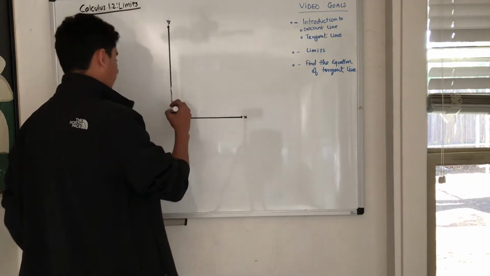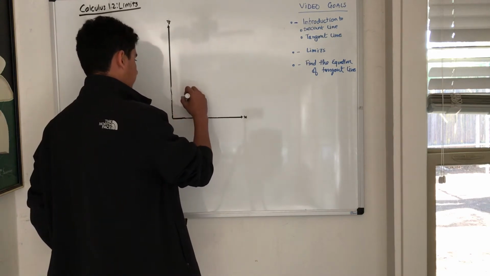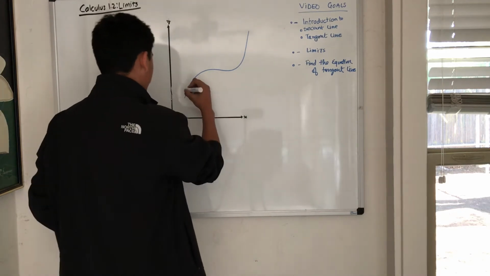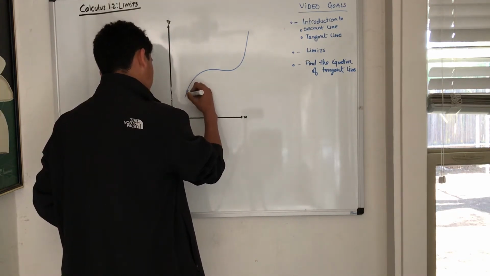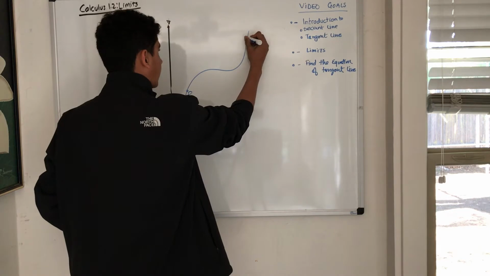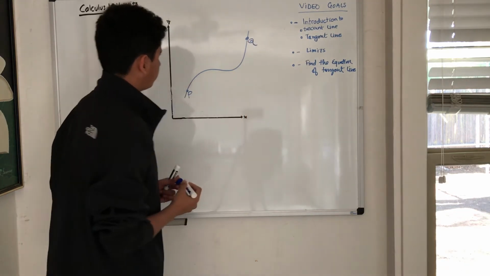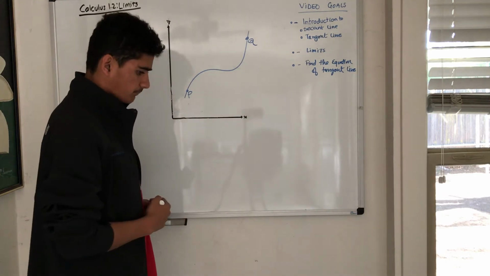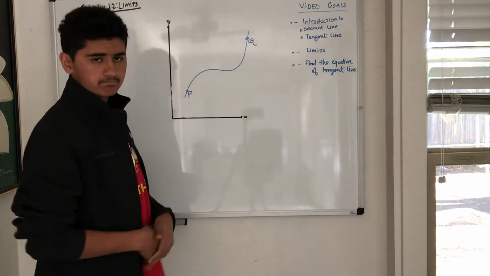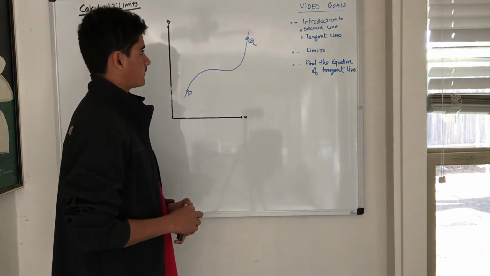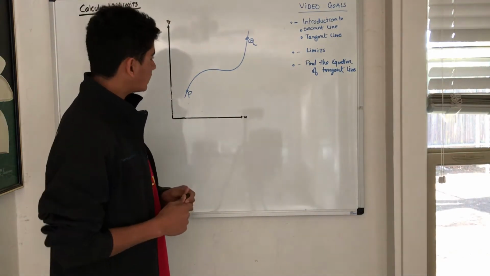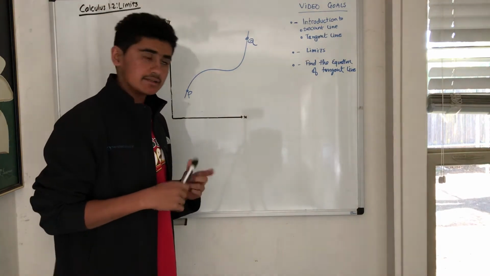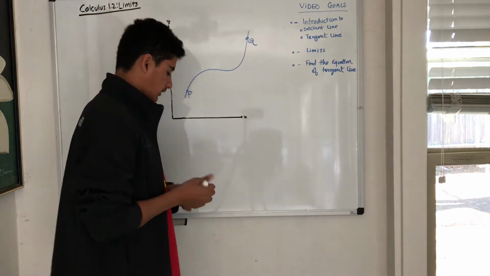So if I make a graph over here looking like that, and I have a point P and I have a point Q, and let's say I want to find the slope at point P. How would I do that? Before getting into how I'm going to do it, I'm going to introduce two different types of lines to you: a secant line and a tangent line.